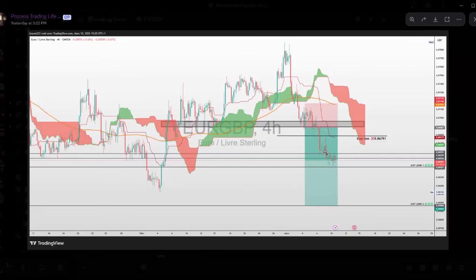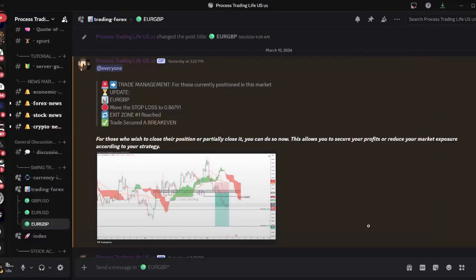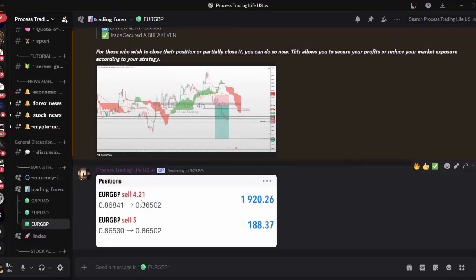As we can see here on the chart, the market reached exit zone number 1. So what I did is simple: I moved my stop loss to 0.86791. The stop loss was moved to break even, quite simply. So currently the trade is ongoing, right? These are the trades that are currently in progress.